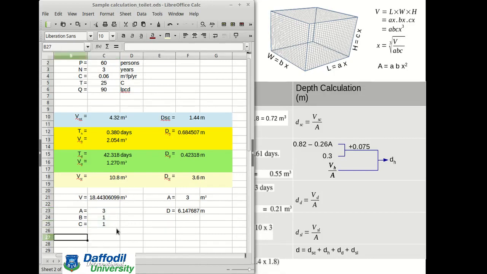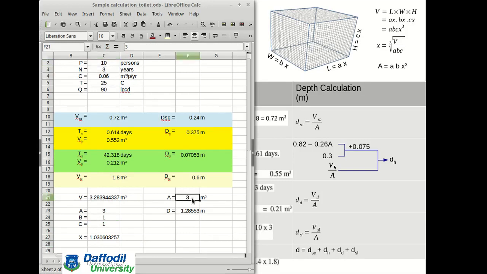So let's calculate X. X is equal to the third root. That means we start with a bracket V, where V is this value divided by A into B into C. Close the bracket and put the power. The power is 1 by 3, since third root means 1 by 3. If we press enter, let us check the original math. So this will be 1.03.